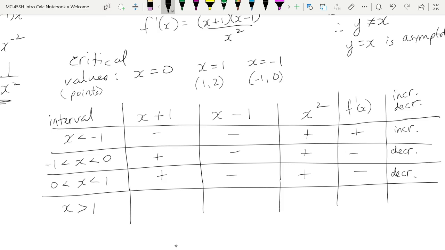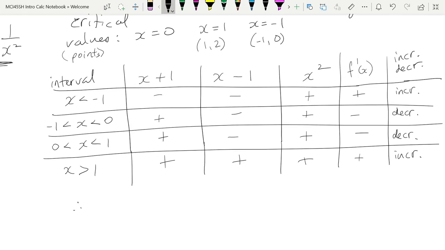X is going to be bigger than 1 is my other interval, basically the rest of the graph. That's definitely positive. That's definitely positive. That's never not positive. And so that's positive, and we're increasing again. So what are my conclusions here? So therefore, actually let's do them in order. When x is negative 1, or at the point negative 1, 0, I should say, we switch from an increasing to a decreasing. So increasing, decreasing is a local max. So there's one answer.